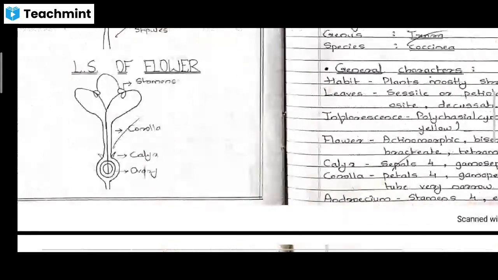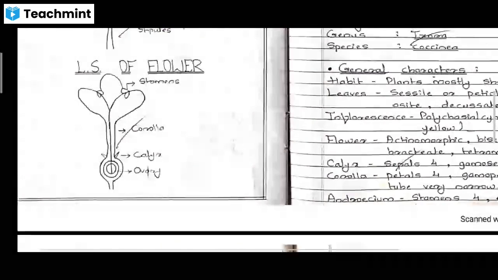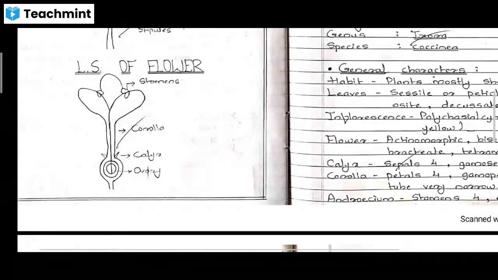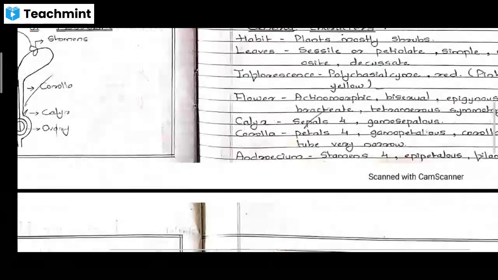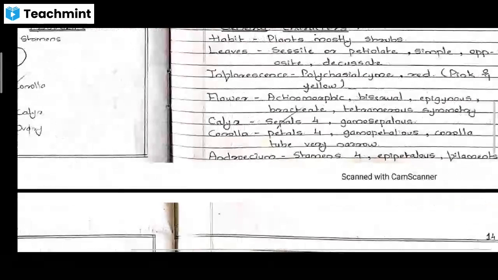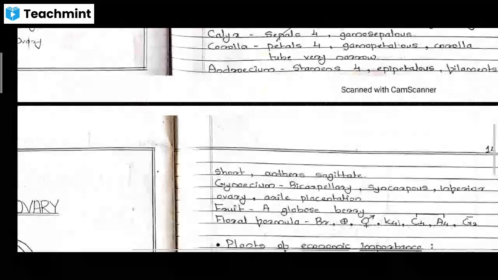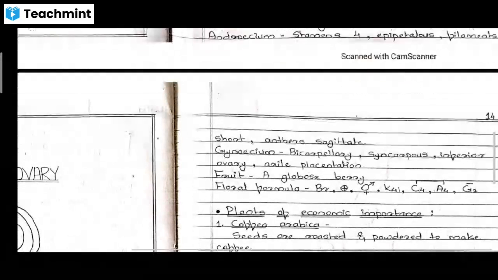So you can see here, the corolla forms a tube-like structure, a very narrow tube-like structure. Then the androecium is also four in number. They are epipetalous, and the filaments are very short. Epipetalous means they are attached to the corolla, the filaments are very short, and the anthers are sagittate. So the sagittate type of anther is also an identifying character of the family Rubiaceae.